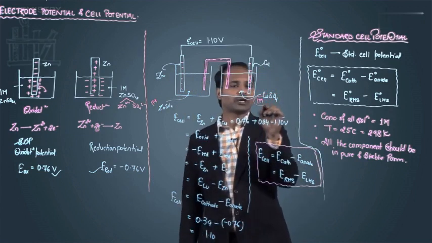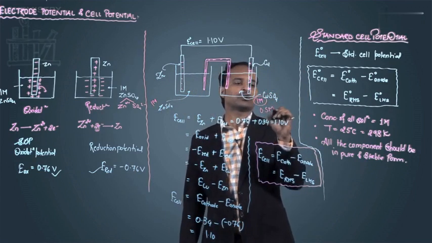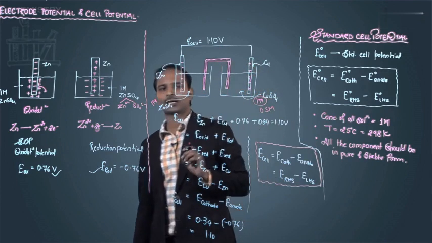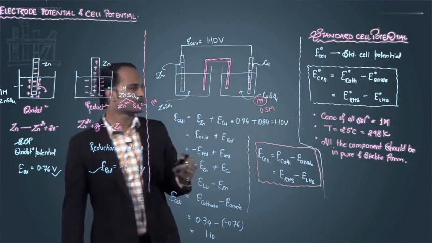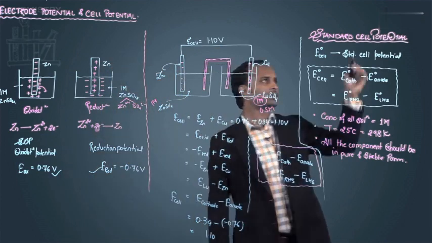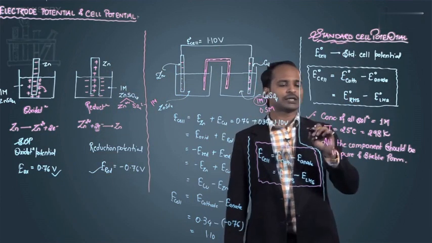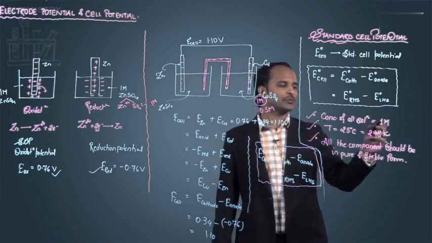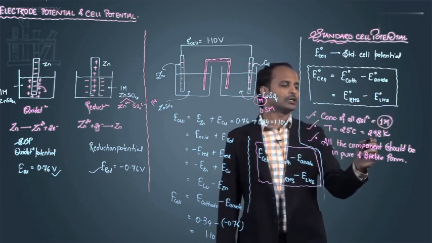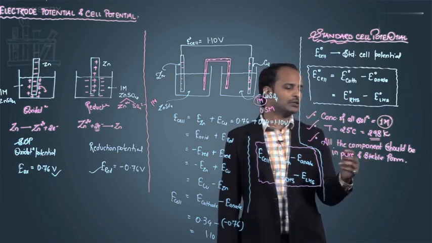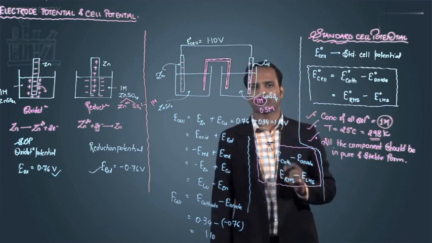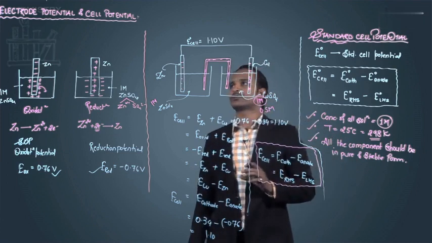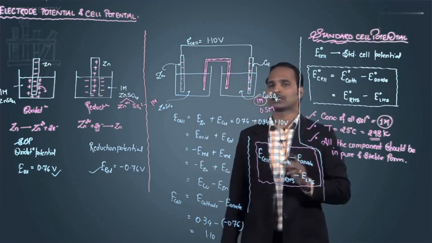Suppose instead of 1 molar, if I am considering 0.5 molar copper sulfate, then this will not be called a standard cell potential. Instead, it will be called only cell potential. So for using the standard cell potential value, that is the standard word, these are the conditions. Or I can say that once I said it's a standard cell potential, that means the concentration is going to be 1 molar, the temperature will be 298, and all the components should be in a pure form and in a standard state. So this is about the electrode potential and about the cell potential.